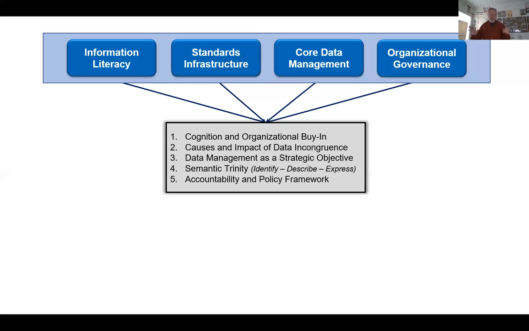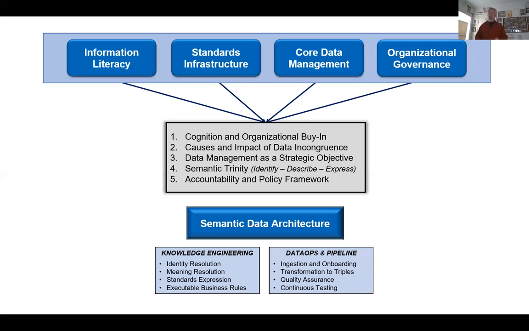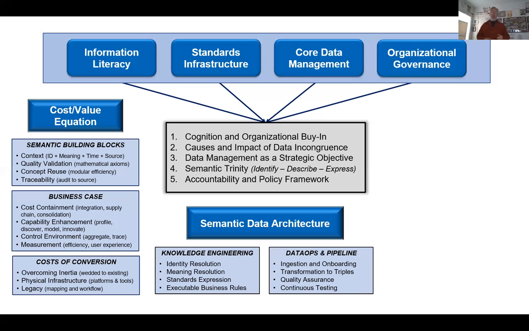And then there are three big areas, right? First one is the architecture. We talked a little bit about this, right? Identity and meaning resolution, expressed in standards with executable business rules, and managing the pipeline, which is itself a challenge, right? You have to manage it differently in a semantic world to be able to triplify it, turn it into triples and align it against the ontologies. The business case must be made over and over again to all of the appropriate stakeholders.